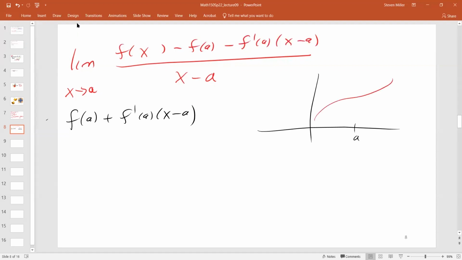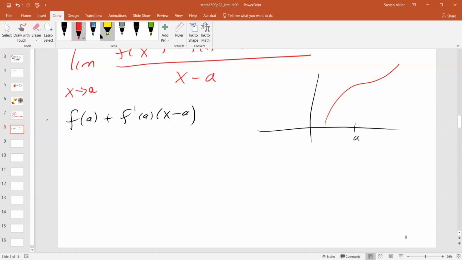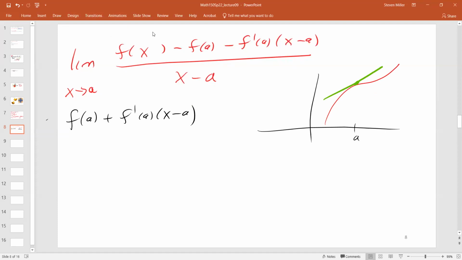Yeah, point slope form for what? So that's basically like the point slope right here. So here's my point A, f of a, and the slope is f prime of a. This is the tangent line.